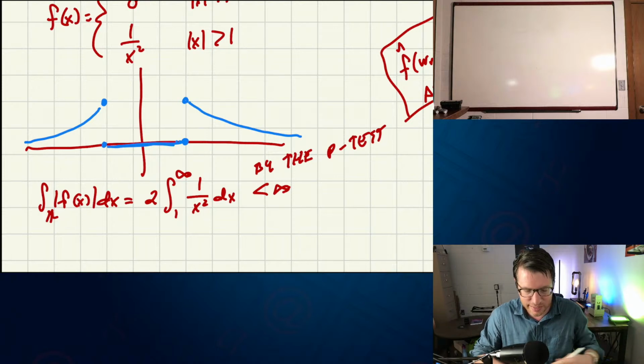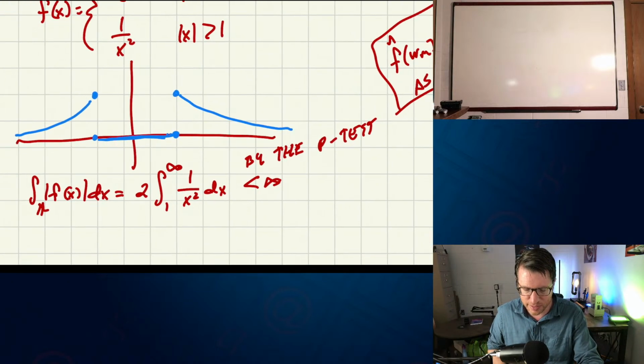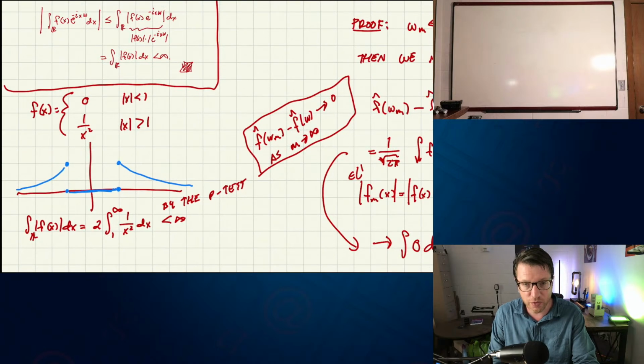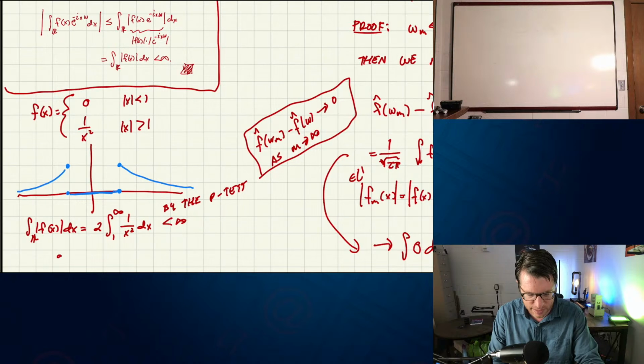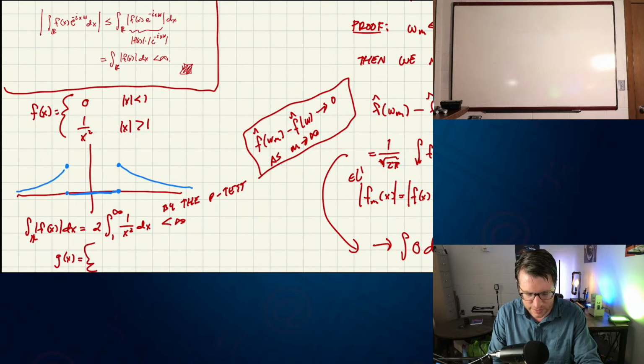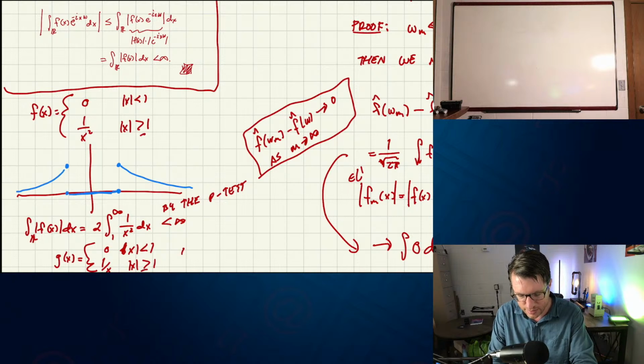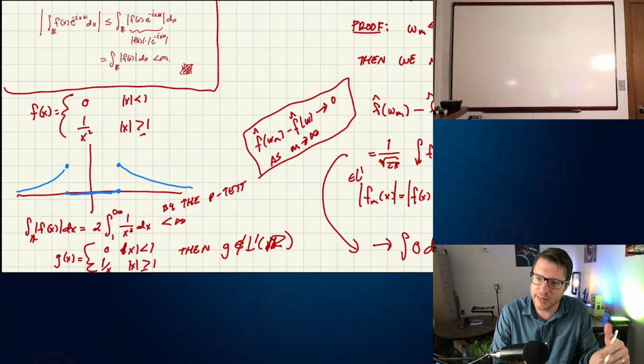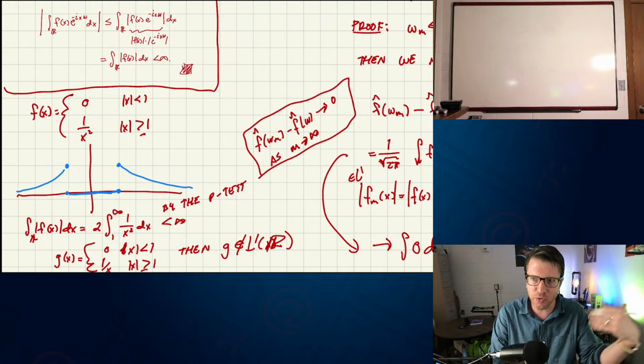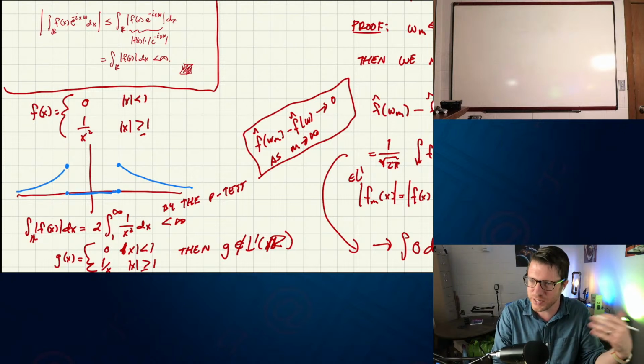So you can see immediately that if we change this for another function, so if we change it from 1 over x squared to, say, g of x is going to be 0 for absolute value of x less than 1, but then 1 over x for the absolute value of x greater than or equal to 1, it doesn't matter. Then g is not in L1 of R. And that's just because 1 over x is not absolutely integrable. So that will go to infinity. It's like the harmonic series in a sense, but in integral form.